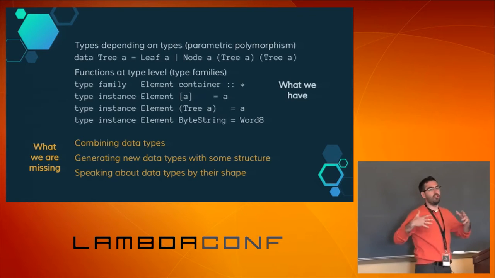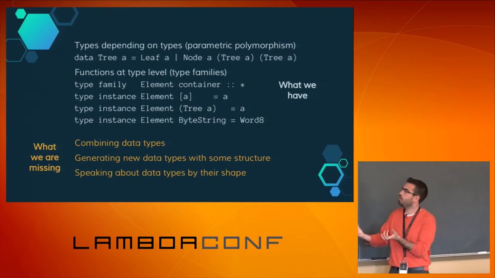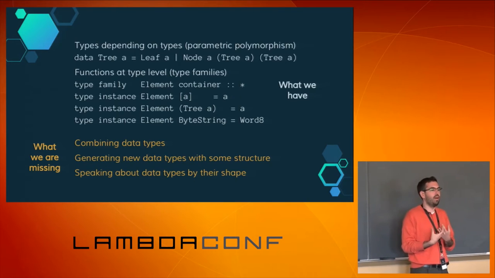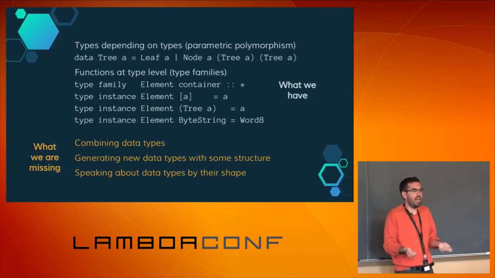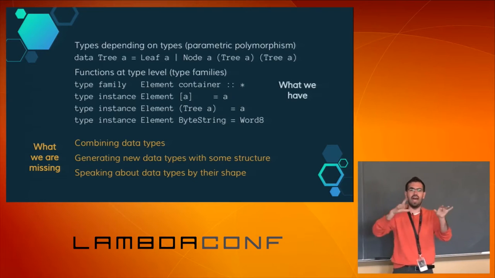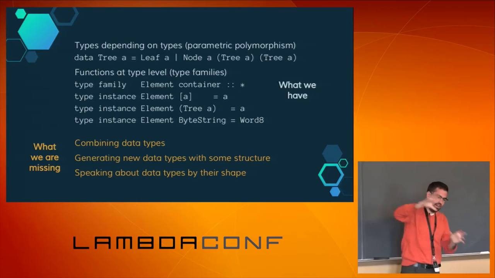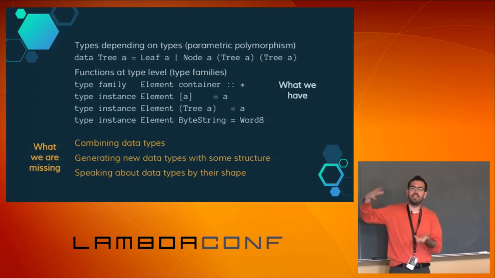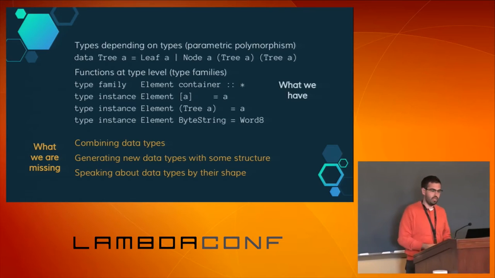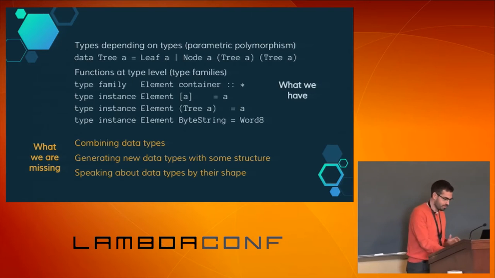We cannot easily have a language to combine data types to get new ones. We cannot express something like the shape of a data type without giving it a name. We are always forced to say this is the type list. We cannot say this is a type which has some things and then recursively the same kind of stuff. So we don't have a language directly to do this. And this talk is about how we can do this.